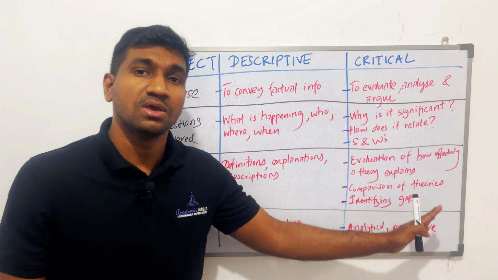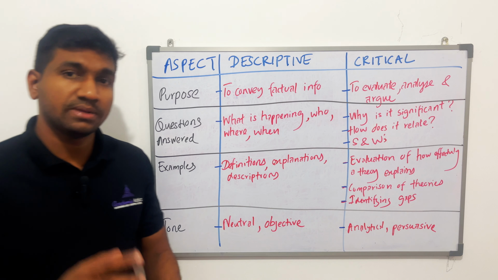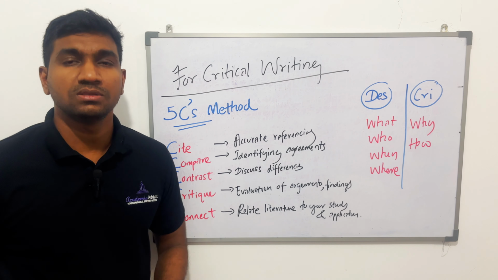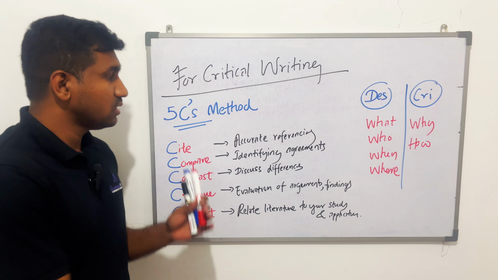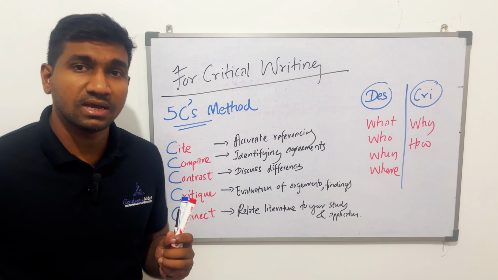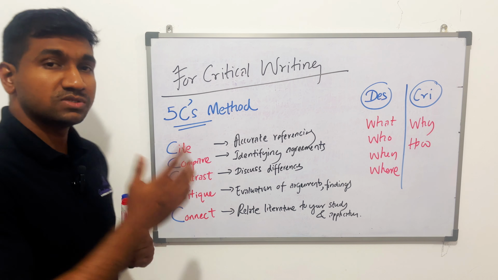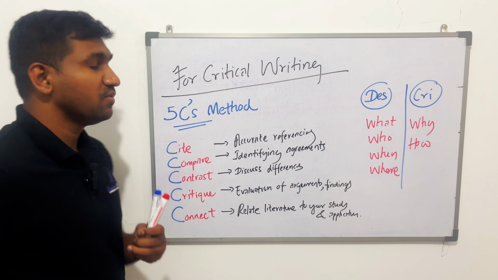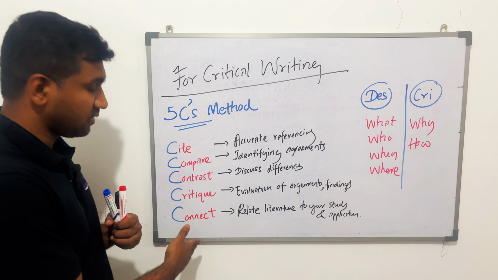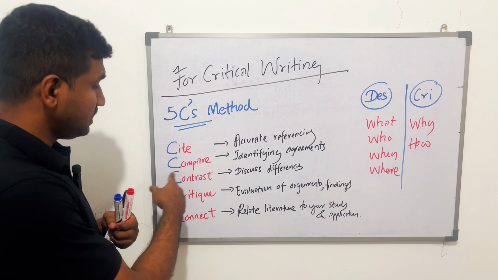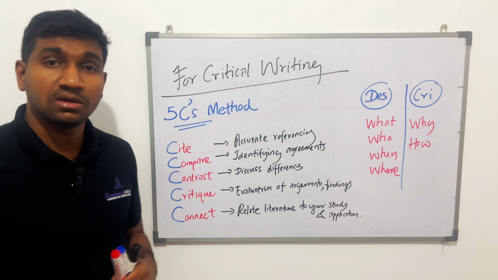There's another method called 5Cs. You'll go and see that method as well. Okay, this is the last part of our video. Now, if you want to write critical writing, this is another method that you can follow. This is very easy. Always focus on these areas. This is called the 5Cs method. As you can see, there are 5Cs, 5 words: cite, compare, contrast, critic, and connect.